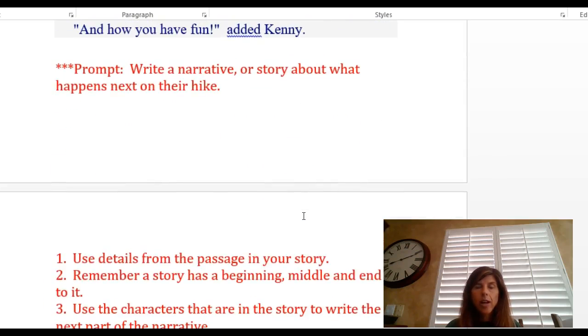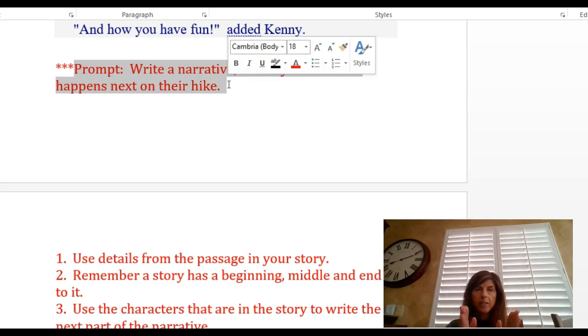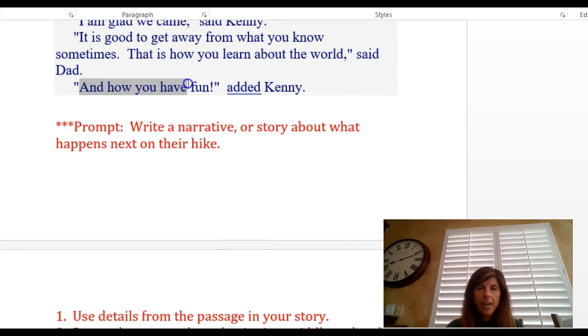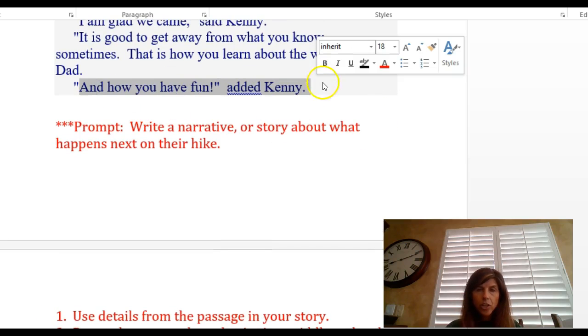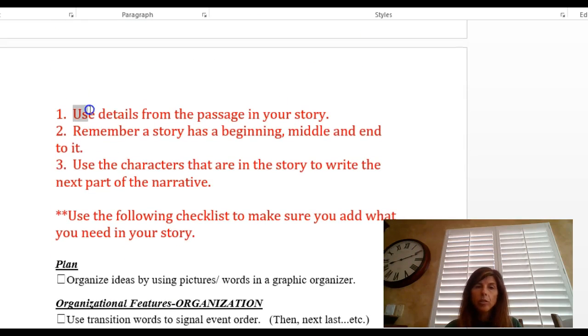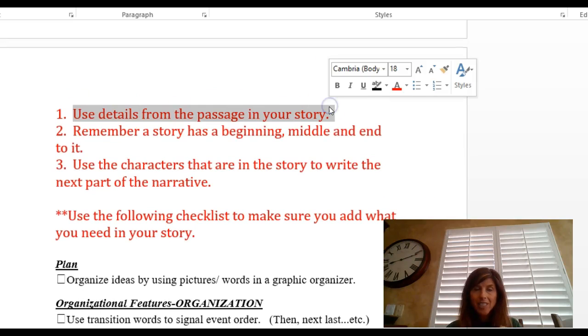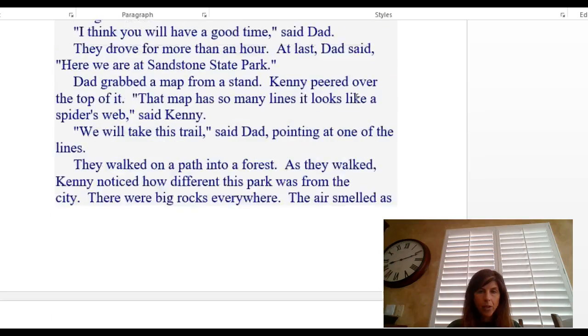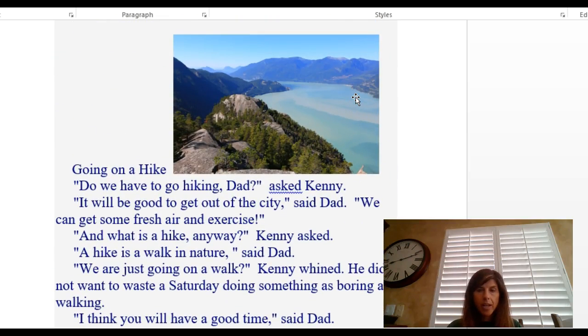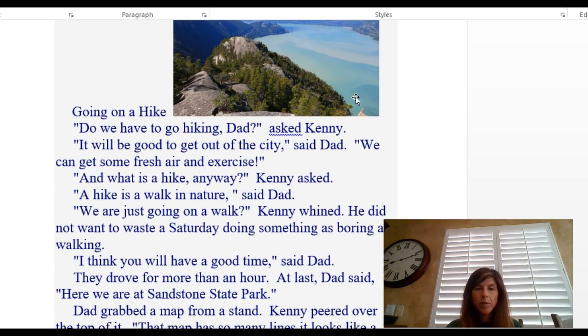So your objective is to write a narrative or a story about what happens next on their hike from where it left off. So you can actually write a part two or chapter two. You need to use details from the passage in your story, such as the characters. The setting of the story takes place in the mountains. Remember, they went on a hike. If you want to change the setting, that's completely fine. But it does need to be Kenny and his dad.